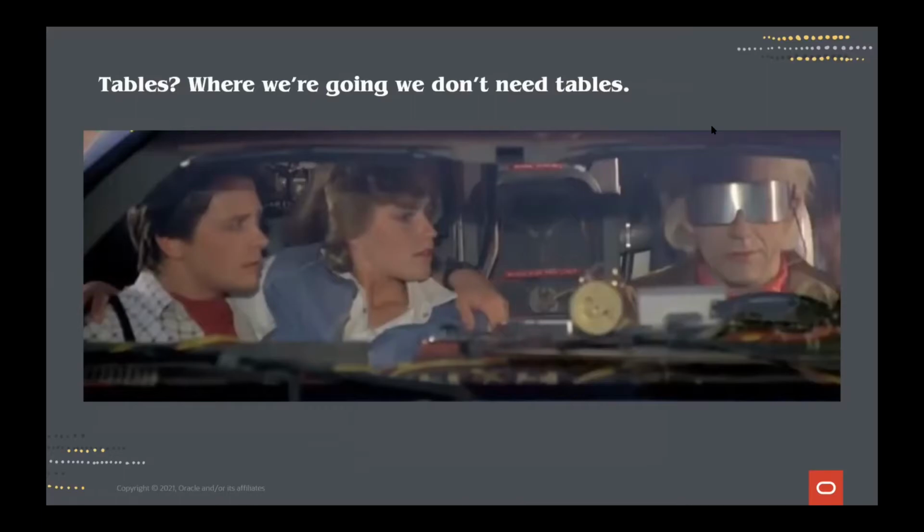So if you're a child of the 80s like me, you remember when Doc Brown took us to the future and said, hey, where we're going, we don't need roads, and then he made the DeLorean fly. Well, I'm saying with the JSON document store, we don't really need tables. And I'm going to show you how you can interact with your JSON data without worrying about tables, although under the covers, Oracle is still storing all of this stuff in a table for you.